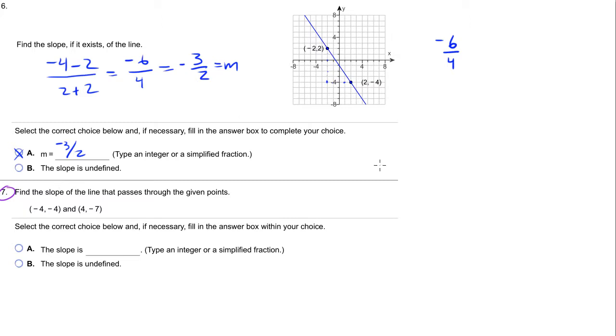Number 7, find the slope given the points. Negative 7 minus a negative 4 over 4 minus a negative 4. So that's negative 3 over 8. That's our slope.